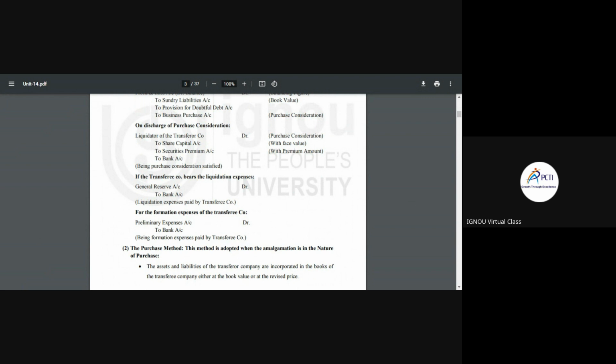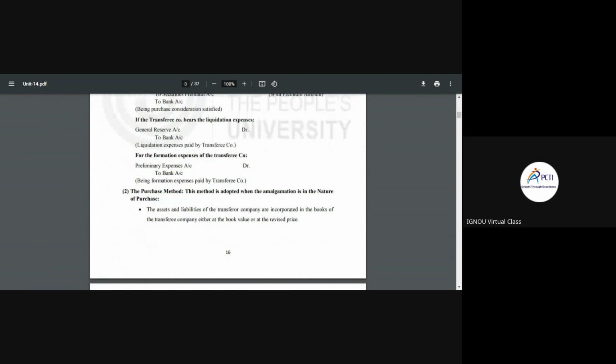So in the case of the liquidator of the transfer company, the purchase consideration amount will be shown, to share capital account with face value, to security premium account with the premium amount. The next one is if the transferee company bears the liquidation expense, that entry will be passed as general reserve account debit to bank account.